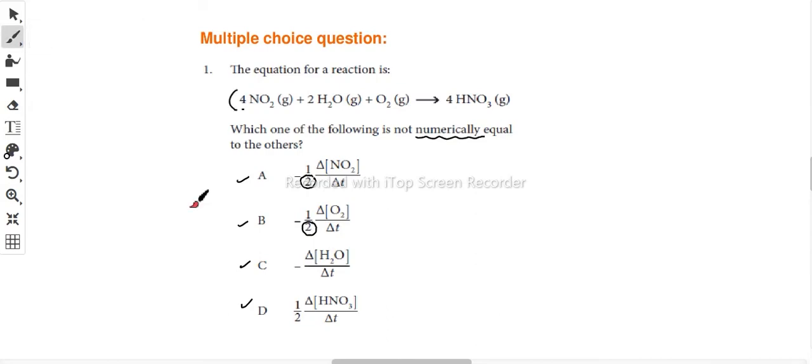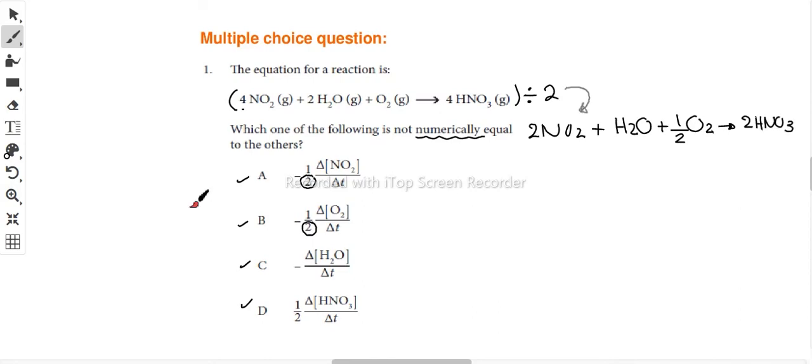Actually, the equation was firstly divided over 2. So it was NO2 plus 1 mole of water molecule plus half O2 to form my 2HNO3. So the first thing is to rewrite the equation after dividing over 2. I think about that since if I started reading the answers, we're going to find that all of them are incorrect. So there is a case here.